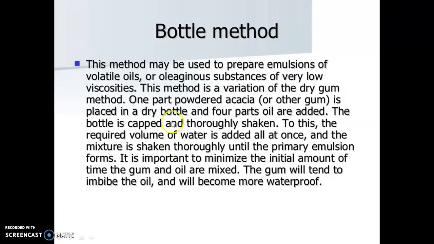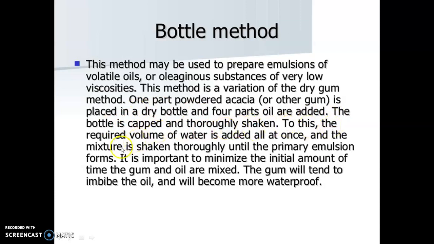The third one is the bottle method. This method may be used to prepare emulsions of volatile oils or oleaginous substances of very low viscosities. This method is a variation of the dry gum method. 1 part powdered acacia or other gum is placed in a dry bottle and 4 parts oil are added. The bottle is capped and thoroughly shaken.